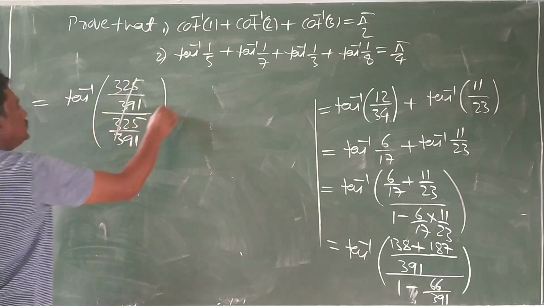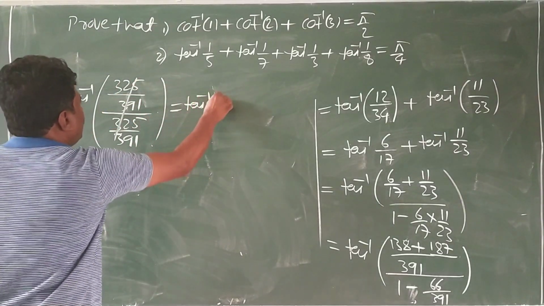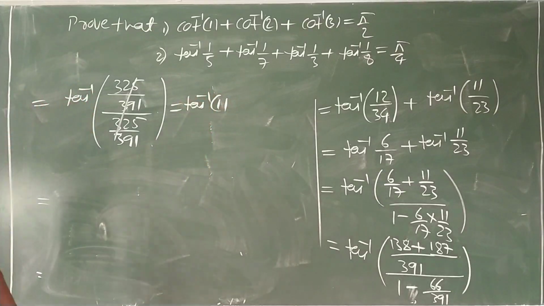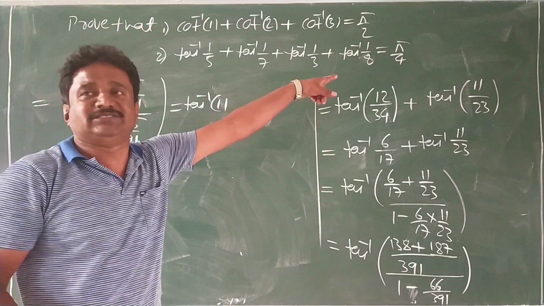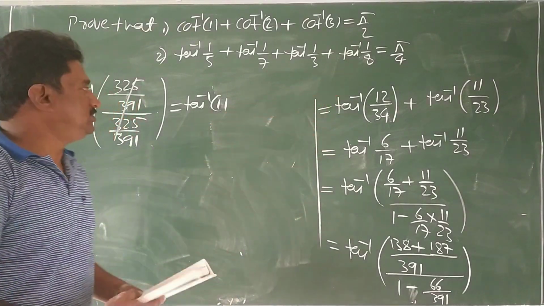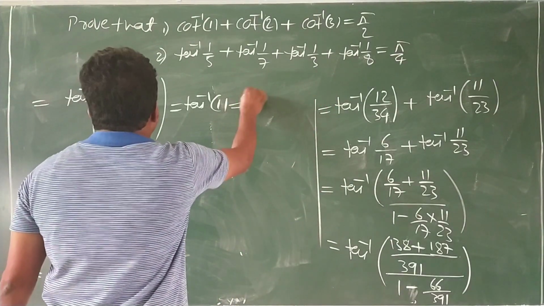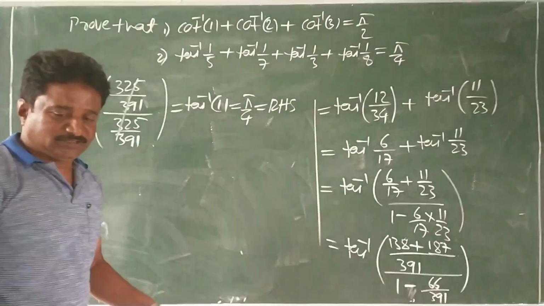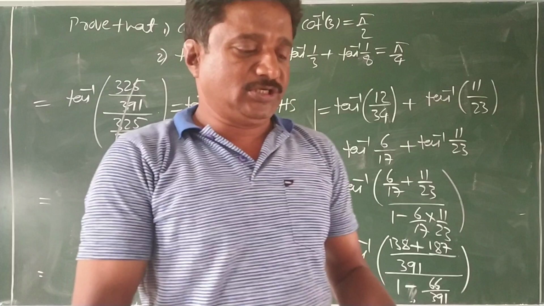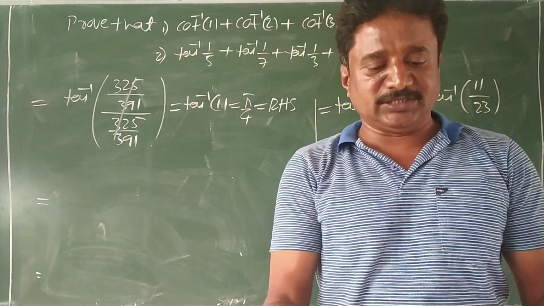These two get cancelled. Tan inverse 1. Finally we reach tan inverse 1. You must reach tan inverse 1 because the answer is pi by 4. So how much is tan inverse 1? Pi by 4. RHS. We proved that. We got the answer. Let's go for solving some more questions, students.